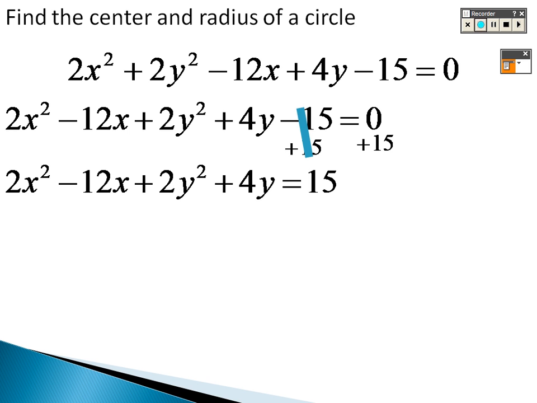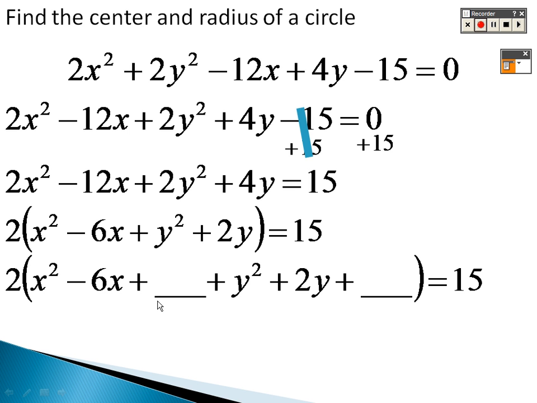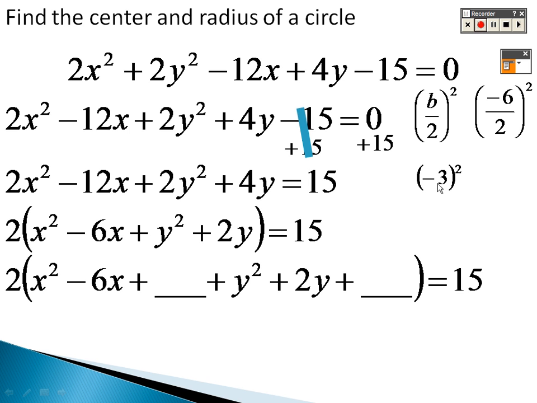So with the numbers in front of my x squareds and y squareds, I'm going to take a 2 out of everything, which I just did. And I'm going to try to complete the squares with everything on the inside. So that's why I have this spaced out in x squared minus 6x and the y squared plus 2y with the spaces. So it's b over 2 squared, right? So b over 2 squared, negative 6 divided by 2, so that's negative 3 squared, which is 9. So I need to add 9 there.